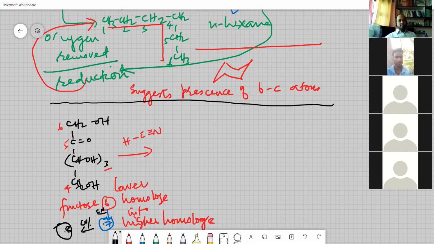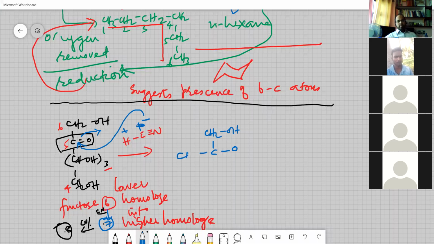So in this case, this C double bond O is replaced by, I will just write what happens actually here. So here you have CO. This double bond oxygen goes there in the presence of H plus and CN minus. Sorry, this is CN minus. CN minus attacks here. So you get CN here and you get minus here. And then you have CHOH 3 times, and then finally CH2OH.